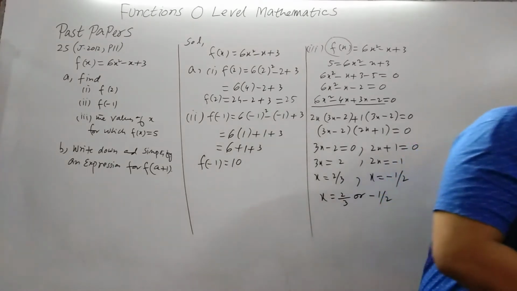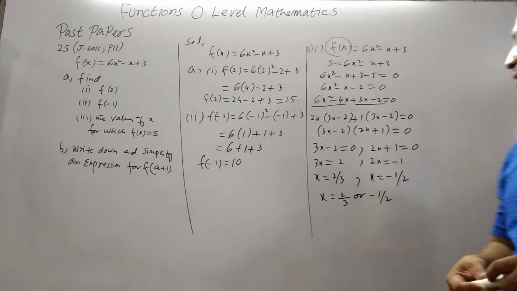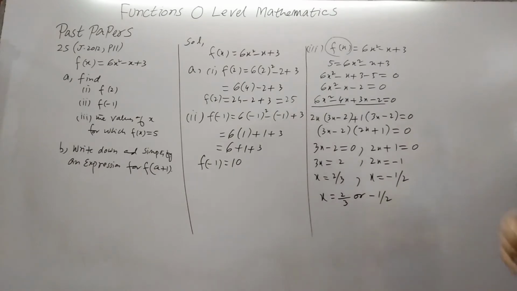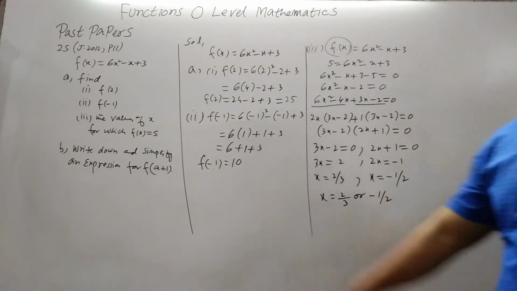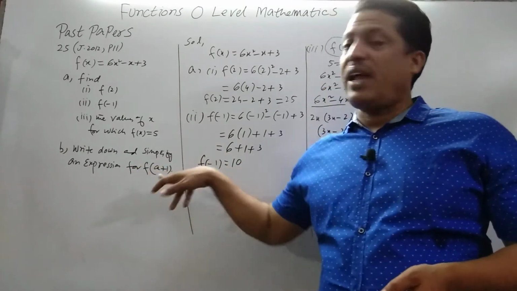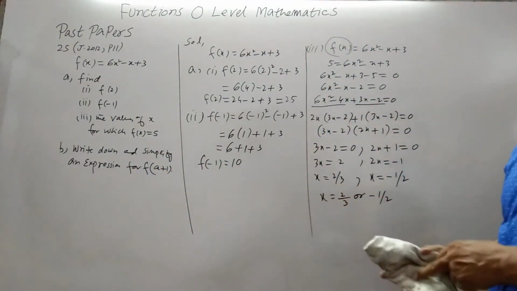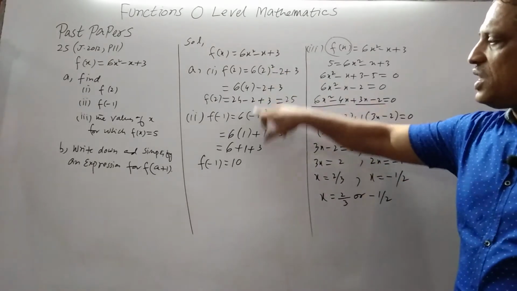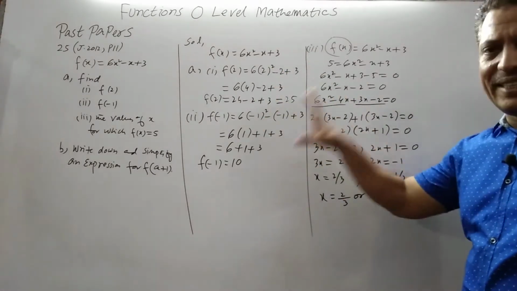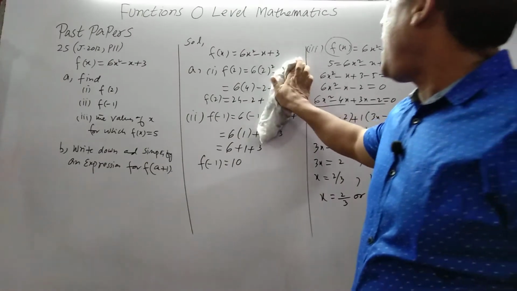I hope you understand how we find the answer. Now see the last part. The last part is write down and simplify an expression for f of a plus 1. I have no space on my board, therefore I am rubbing out these two parts. I hope you completely understand these two parts.